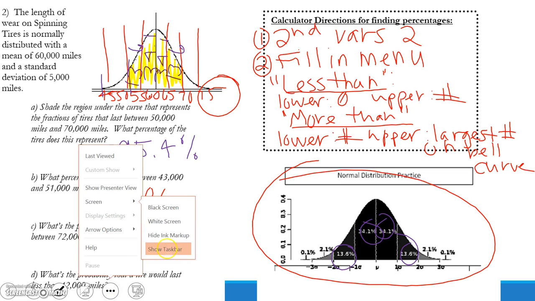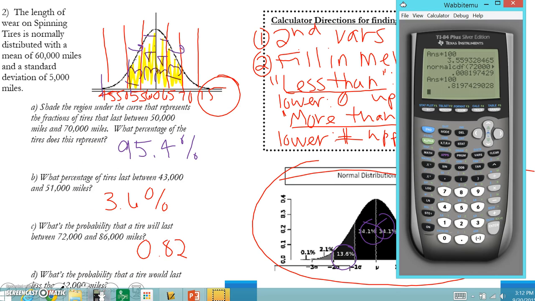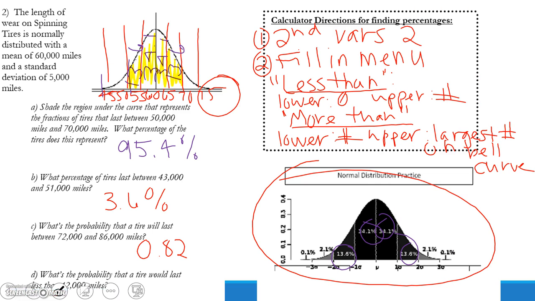So I grab my calculator and I do second vars 2. I'm going to put in 0 as my lower and 42,000 as my upper. Keep my mean and standard deviation the same. Hit enter. This one has an E in it, but when I multiply it by 100, the E comes out, so 0.02%.